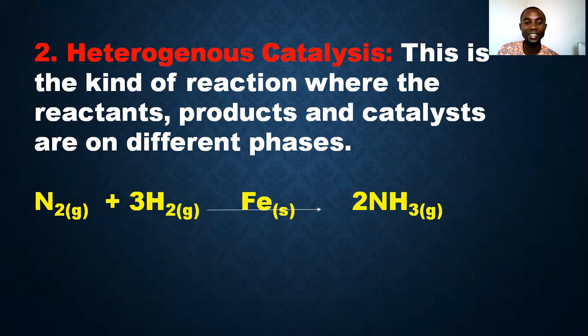We can see that nitrogen is gas, hydrogen is gas, but iron is solid. Then ammonia is gas. The catalyst has a different phase from the other substances involved in the reaction. So we call it heterogeneous catalysis because they are of different phases.